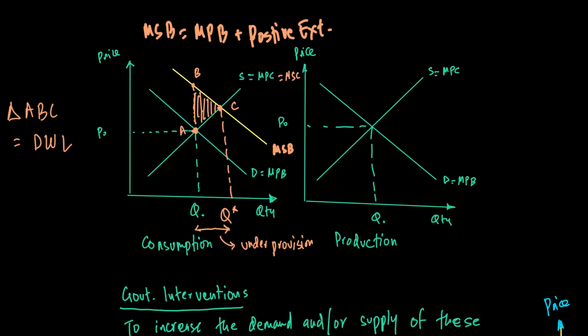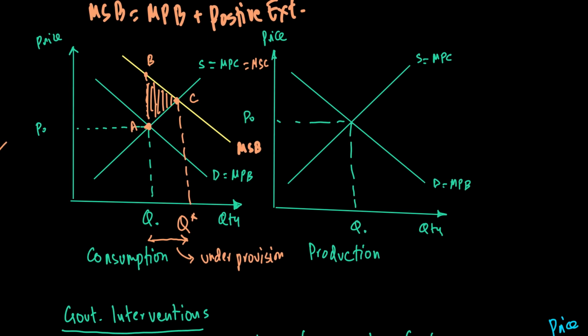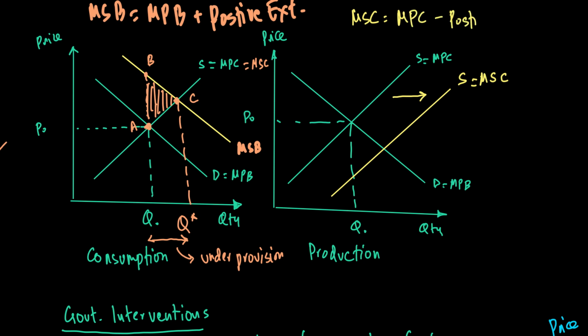If you look at it from the production side, guys, supply should be much more. Why? Because for a plant nursery, you want more of them for the pollution to be lower in the environment or society. So supply should be here. My supply should be your marginal social cost. Now remember that when the cost is lower, the supply curve shifts to the right. So marginal social cost is equal to marginal private cost minus your positive externality.